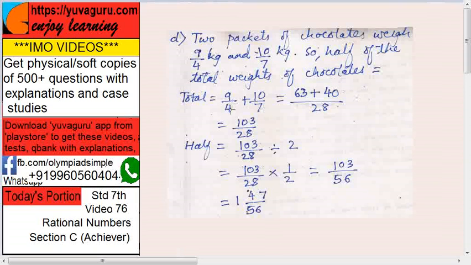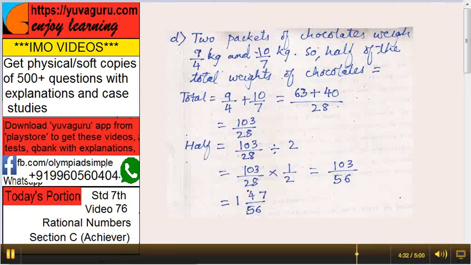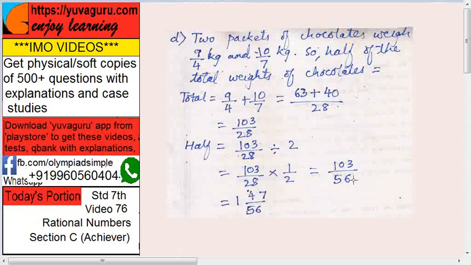So LCM of 7 and 4 is 28. So multiply this: 7 4s are 28, so 9 × 7 is 63, and 4 × 10 is 40, right? So 63 + 40 = 103/28. This is the total. So half is (103/28) divided by 2. So divide will become multiply and this will become 1/2. Solve this, 103/56. Solve it yourself. Either this is the answer or a mixed fraction if you want.